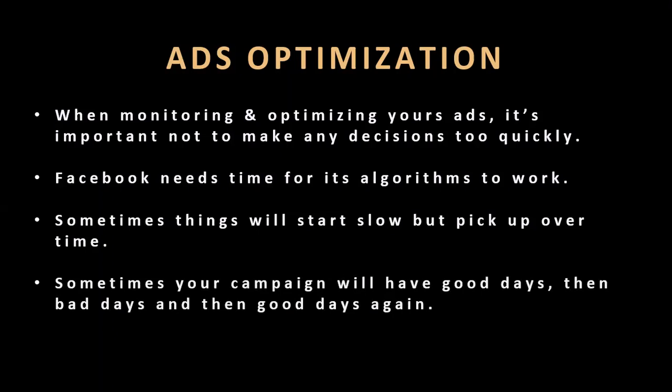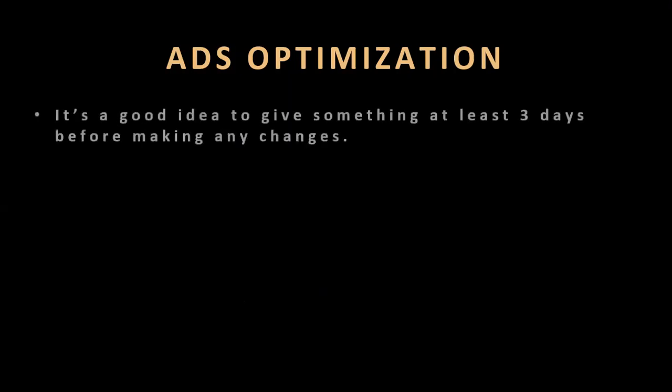Sometimes your campaign will have good days and then it'll have some bad days, and you might go, oh God, it's all going bad, but then there'll be good days again. That's the way it goes sometimes. It's a good idea to give something at least 3 days before making any changes. As a general rule of thumb, especially if you're doing a campaign over the course of anywhere from 2 to 4 weeks, 3 days is a good amount of time to consider.